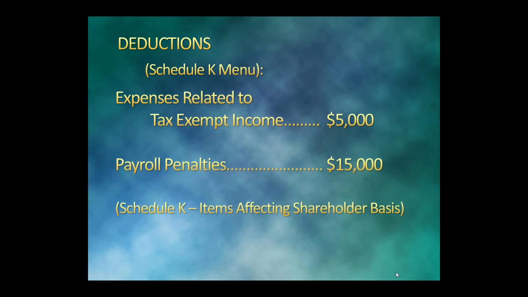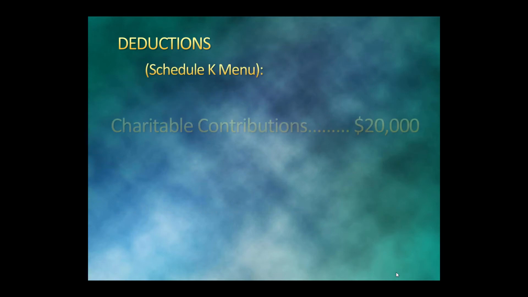Next, I'm going to record some deductions that belong on the Schedule K menu. I got some expenses related to tax-exempt income of $5,000. I've got some payroll penalties of $15,000, so added together those equal $20,000. I'm going to enter those on the Schedule K menu under Items Affecting Shareholder Basis. And also on the Schedule K menu, we've got some charitable contributions of $20,000 that we're going to enter. So let's jump back into the program and see where those figures are input.